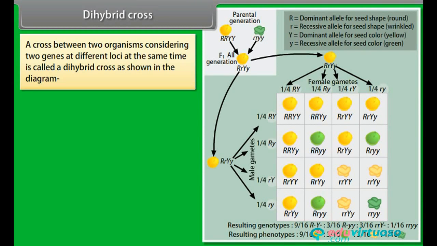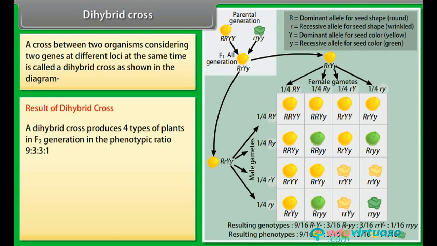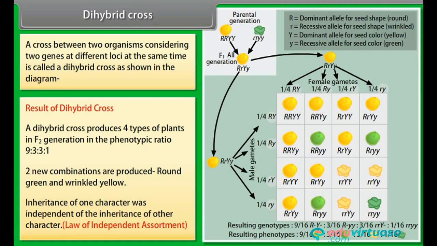Dihybrid cross. A cross between 2 organisms considering 2 genes at different loci at the same time is called a dihybrid cross as shown in the diagram. Result of dihybrid cross. A dihybrid cross produces 4 types of plants in F2 generation in the phenotypic ratio 9:3:3:1. 2 new combinations are produced, round green and wrinkled yellow. Inheritance of one character was independent of the inheritance of other character.